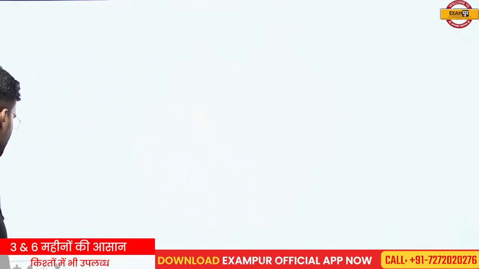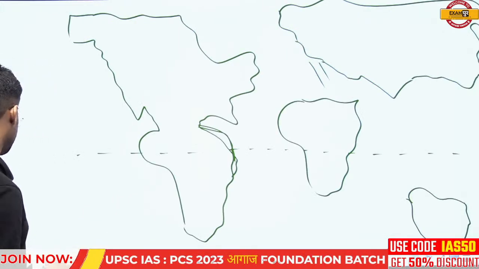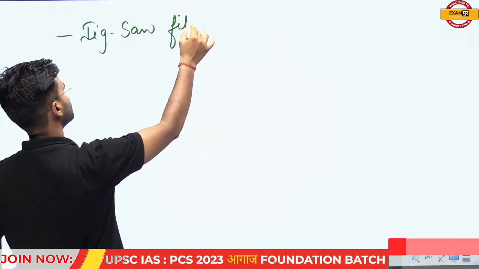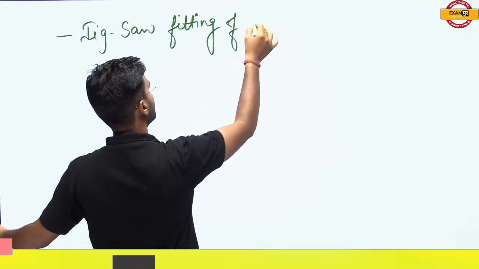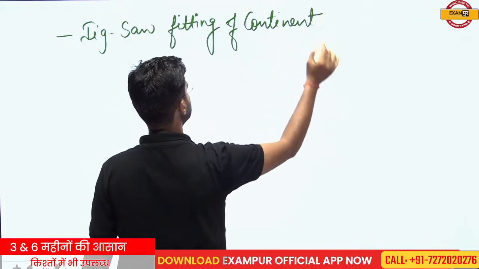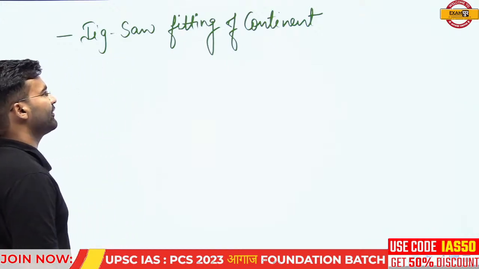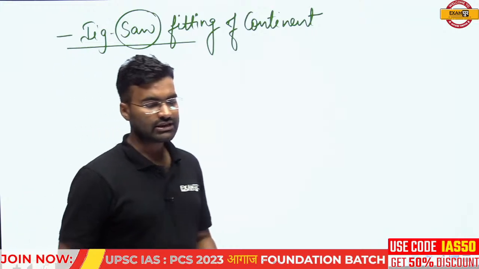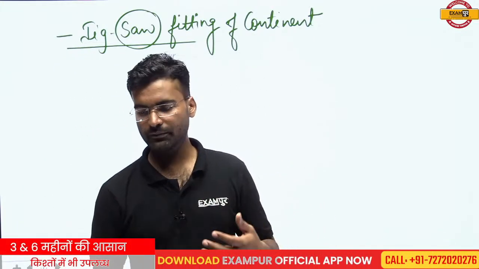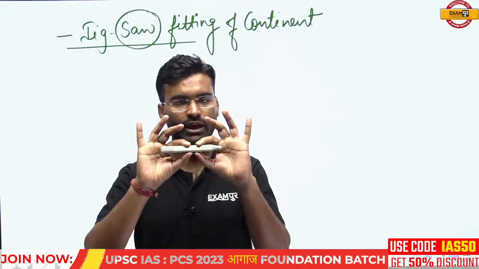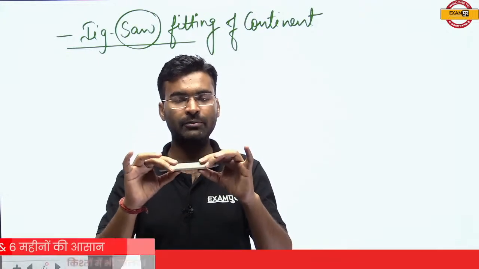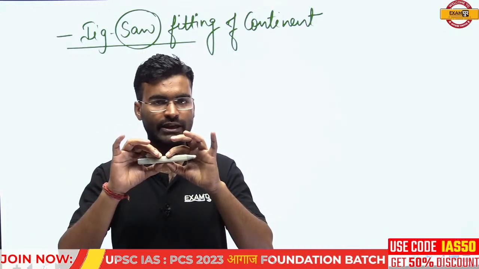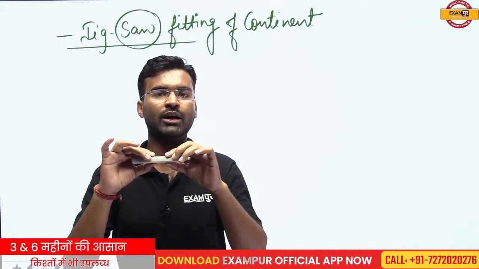The first evidence he provided is the jigsaw fitting of the continents. What is jigsaw fitting? You know about a jigsaw. Jigsaw fitting means if we break this stylus pen, and then I want to put the pieces together again, you can see that they fit to each other. They cannot be fixed permanently, but you can fit them with each other.